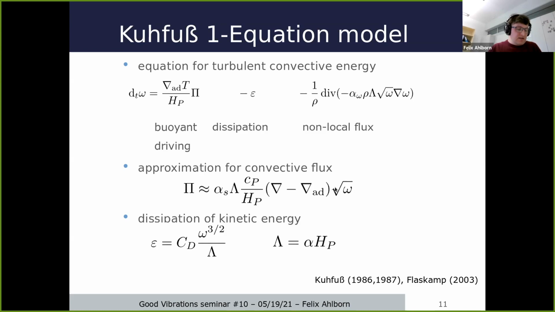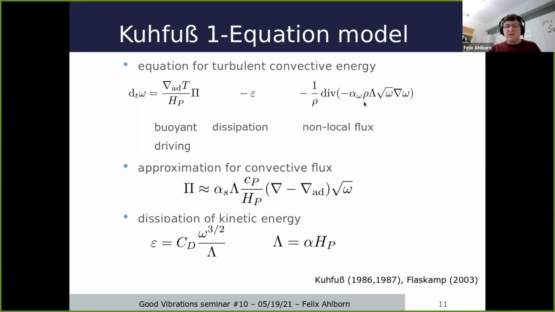Then the second term, which is the dissipation term. This has been modeled by Kuhfuss following a Kolmogorov cascade of turbulent dissipation, which means that energy is transferred to smaller and smaller scales until it is finally dissipated at the viscous scale. This can be represented by this expression down here with a dissipation length scale lambda. In this model, it's usually parameterized as in the mixing length theory with alpha times pressure scale height. And I will come to problems with that expression later on.